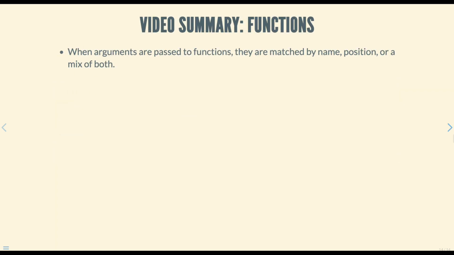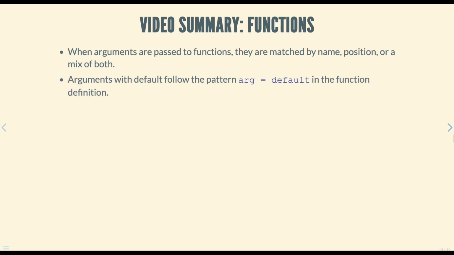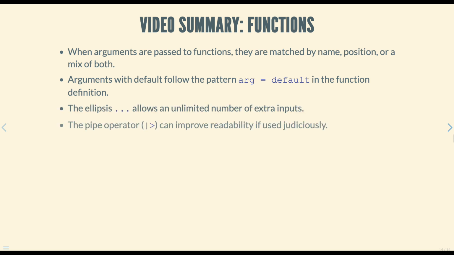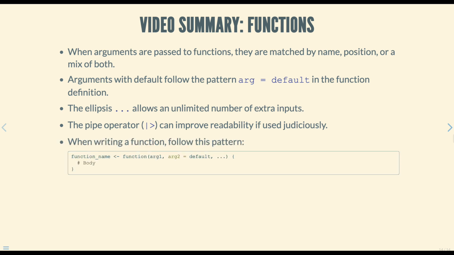To recap, arguments can be matched by name, position, or a mix of both. Defaults are specified by the pattern arg = default. The ellipsis allows extra arguments. The pipe operator can improve code readability. Function definitions need to adhere to the pattern shown here. The return function signals an early exit from the function body. When the return function is omitted, the last evaluated expression is returned.